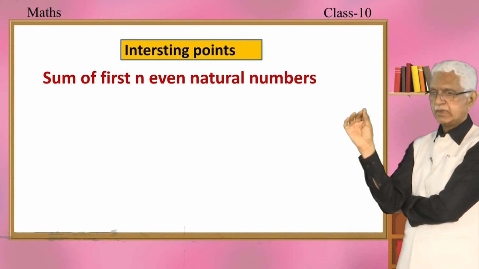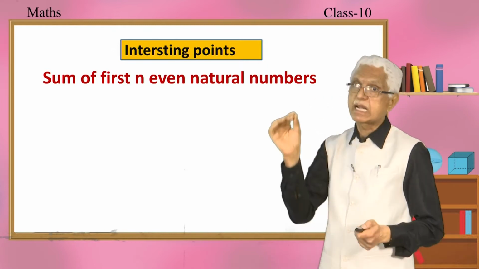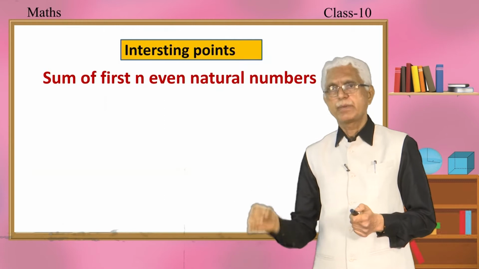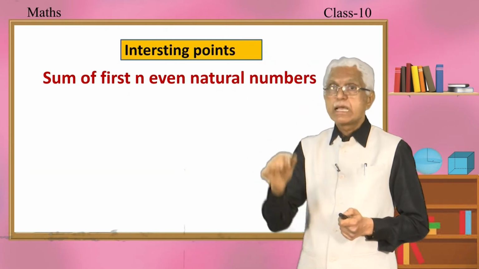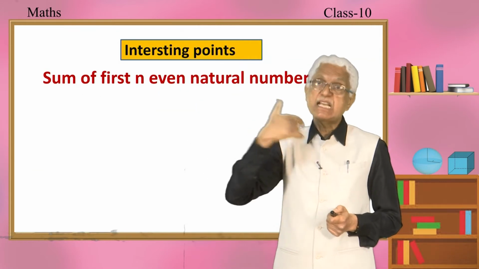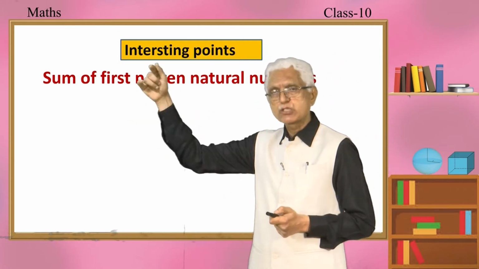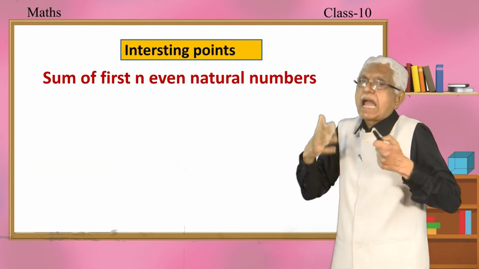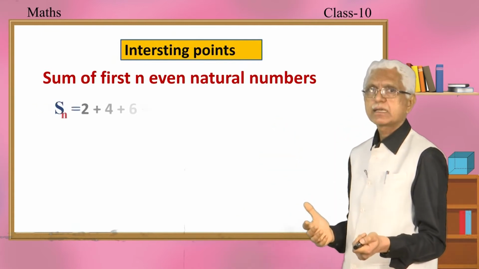So far, we have learned how to find the sum of the terms of the arithmetic series: n into n plus 1 by 2 for natural numbers starting from 1 to n; n by 2 into a plus l if I know the last term l; n by 2 into a plus n minus 1 into d if I know the first term and the common difference, and I need not know the last term in that formula, correct?